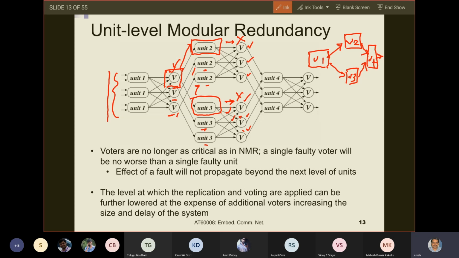Therefore, there was one problem that was solved. Although a voter was not working correctly, we could mask that error, and that error just propagated to one level. If you see at this layer, the system is again fully correct. All outputs are correct. So the error could be corrected just within one level.